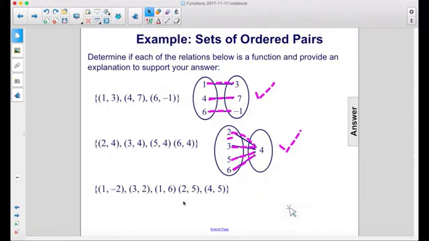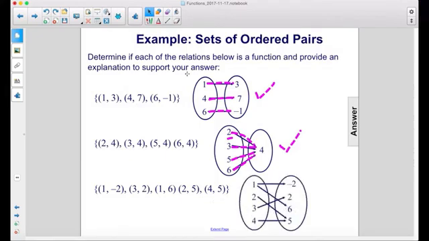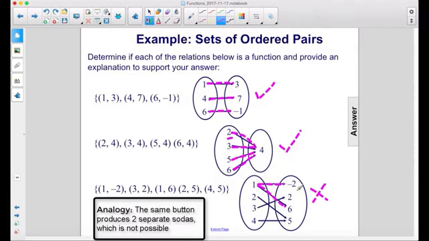All right, and the final example. Here is a relation with 5 sets of ordered pairs. First, you draw your map. All right, so let's map this out. The input value of 1, oh no, it maps to 2 separate values in the outputs list. So I can tell you right away, this is not a function, because remember, each one has to map to only one number. So if one x value here maps to 2 separate y values, that is not a function.